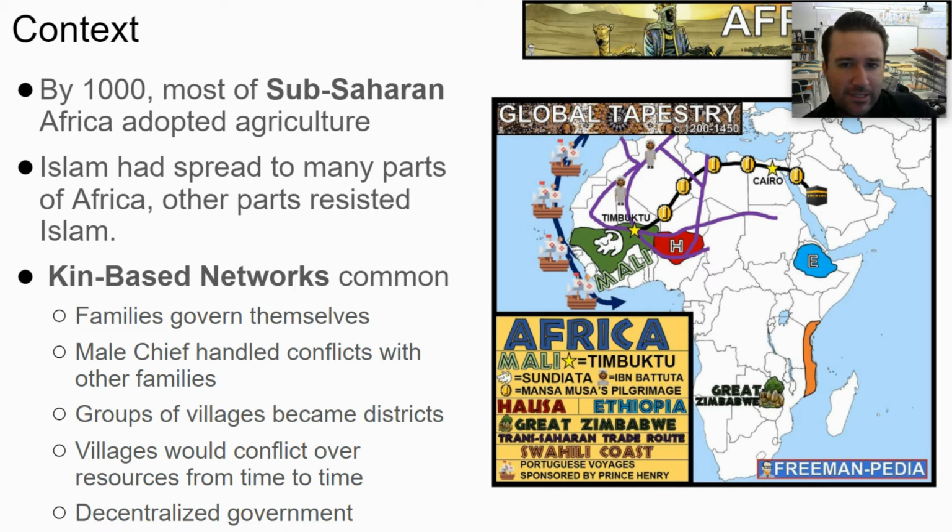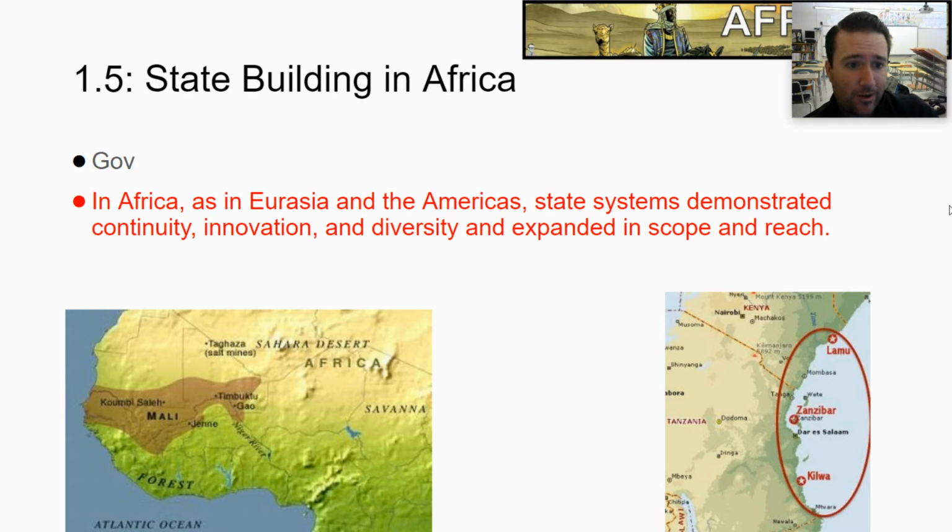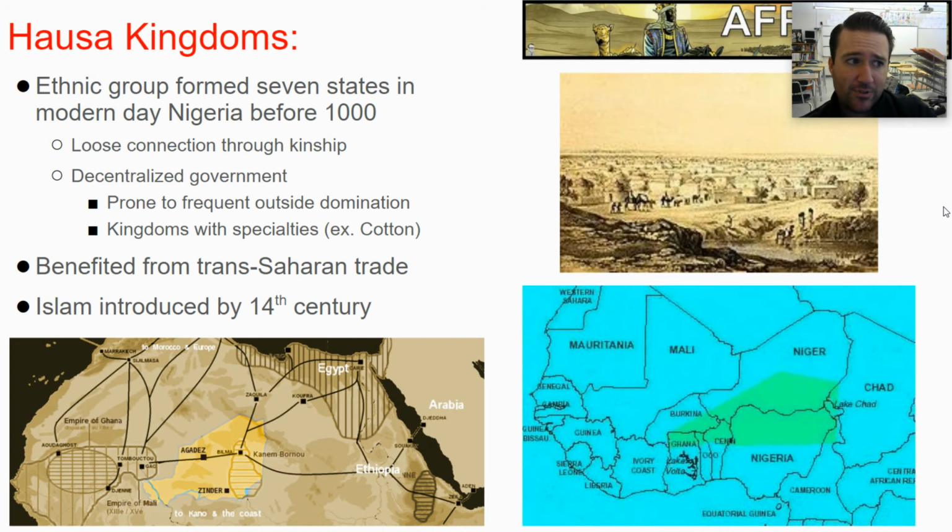And we're going to look at some examples that counter the decentralized government that you'll find in Africa in a lot of places. There are some pretty advanced civilizations that do pop up in Africa during this time period. Okay, so in the language of the curriculum, in Africa, as in Eurasia and the Americas, state systems demonstrated continuity, innovation, diversity, and expanded in scope and reach. So let's break it down to some specific examples, okay?